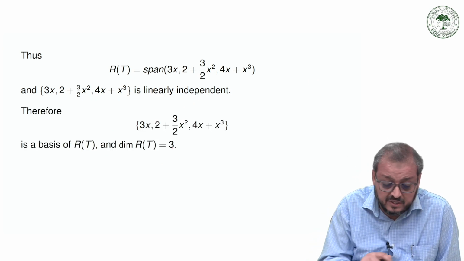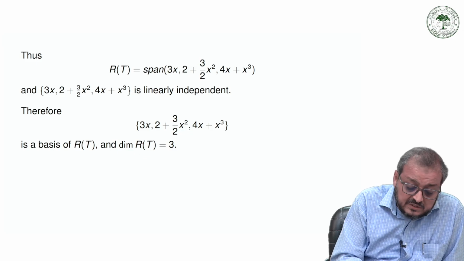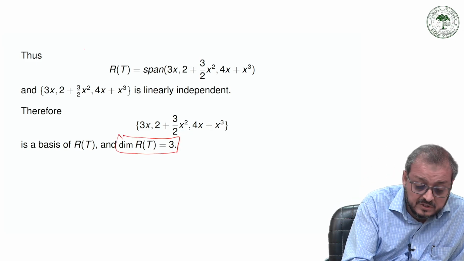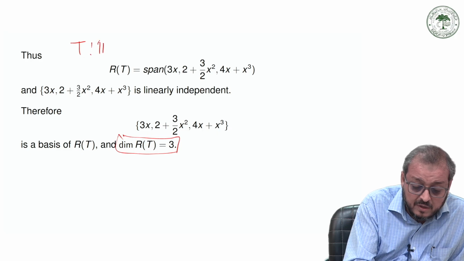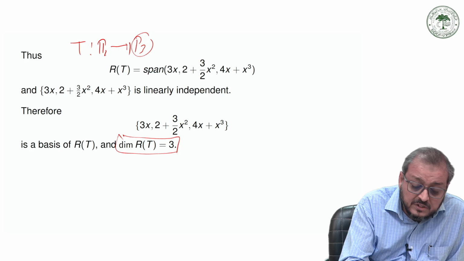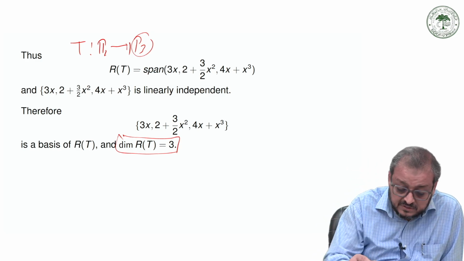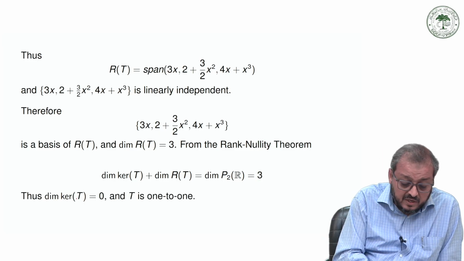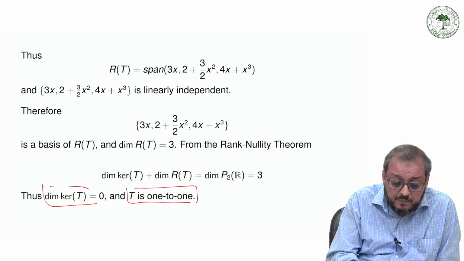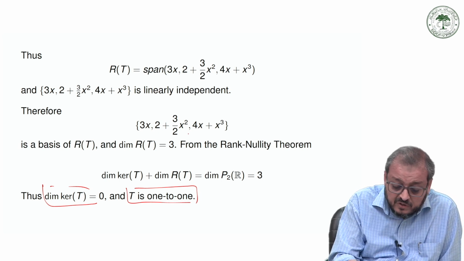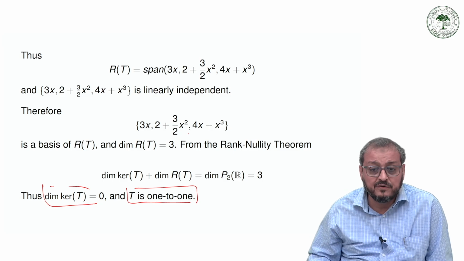Okay, so the dimension of the range of T is 3, and T maps from P2 to P3. So the range is a proper subset of P3, and T is not onto. By the rank-nullity theorem, the kernel of T is equal to 0, so T is clearly one-to-one, but it is not onto, because the range of T is a proper subset of the codomain.